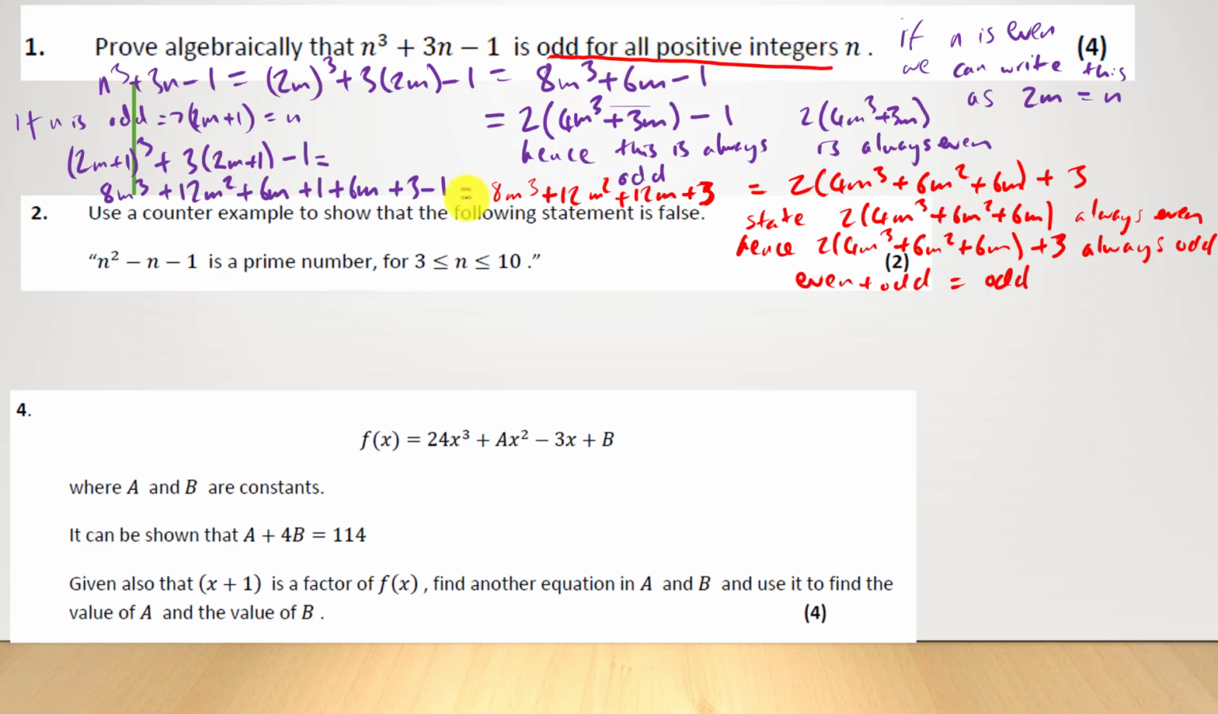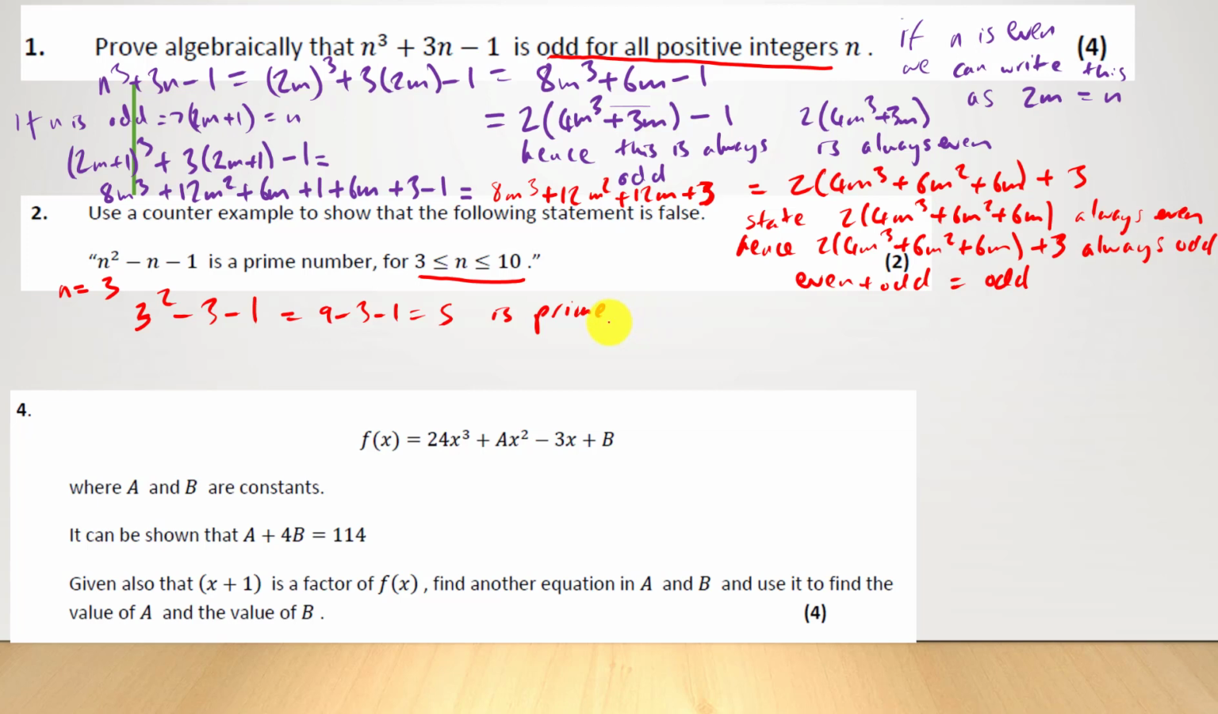Well done. Question 2 is more straightforward. Use a counterexample to show that the following statement is false. A counterexample is that we've got a range here, so we just try a number. Let's try 2. Can't use 2 because the range is 3 to 4. So let's just try n equals 3. We get 3 squared minus 3 minus 1, that's 9 minus 3 minus 1 equals 5. 5 is prime. You'll get a method mark for that.